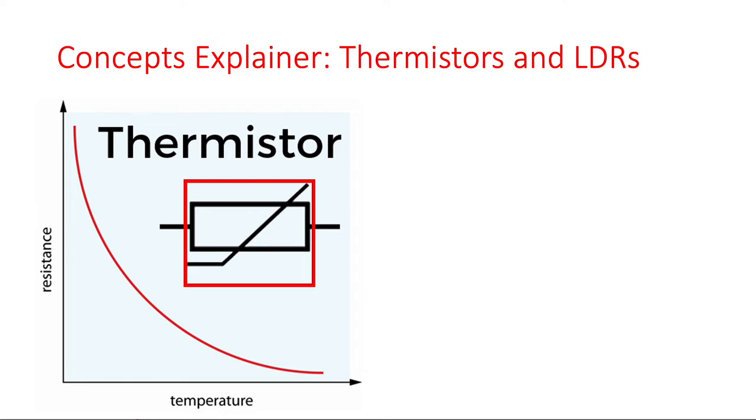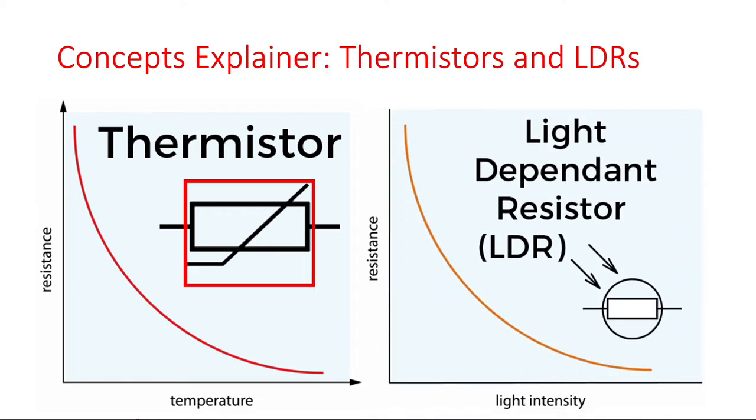If you notice here on the right-hand side, we've got a very similar graph for a light-dependent resistor. As the light intensity or brightness goes up, the resistance will go down. And another similarity is that we have got our little box there. That's the resistor again. And the arrows going in, that's the light. So this is the light-dependent resistor.